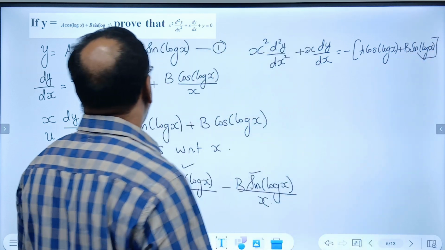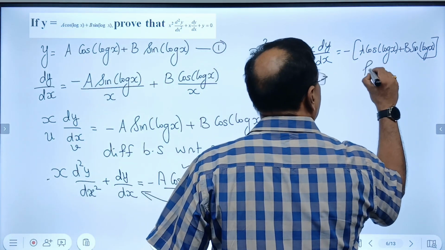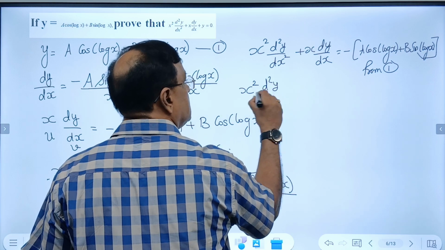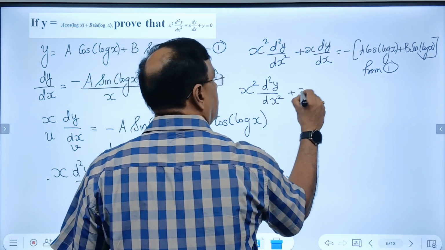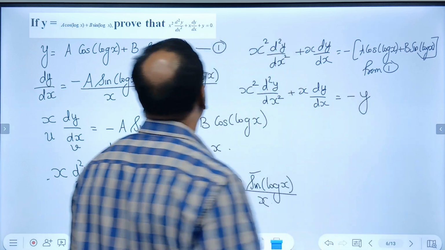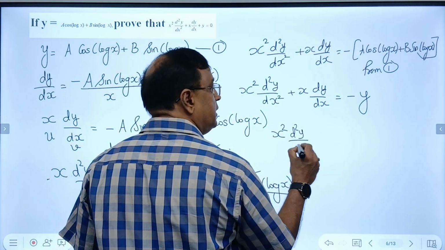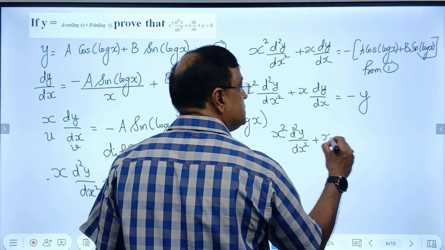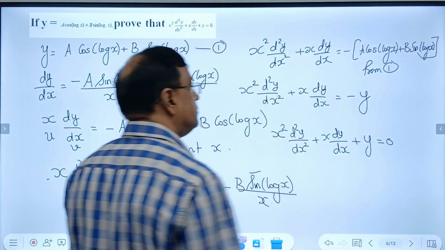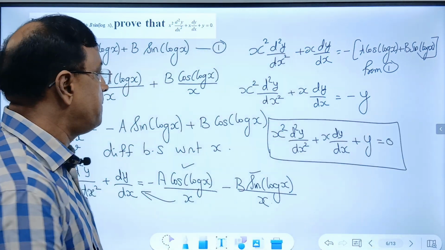Now clearly from 1, a cos log x plus b sine log x is what? It's y. So I will say from 1, this will become x square d square y by dx square plus x into dy by dx, this becomes minus y. So if you bring the y this side, what do you get? You get x square into d square y by dx square plus x into dy by dx plus y equal to 0. So this is exactly what I wanted to prove. Very, very simple question. Okay.